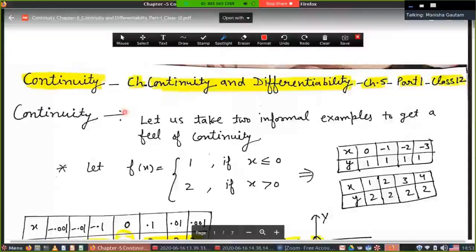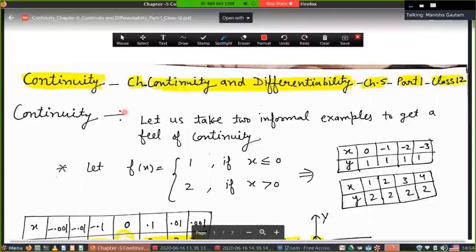For this topic, continuity, we must have knowledge of the topic we studied in Class 11th, that is, limits and derivatives. If you know the concept of limit, then you can understand the concept of continuity very easily. If you don't know about the topic of limits, then you have to go through that topic first and then do continuity.